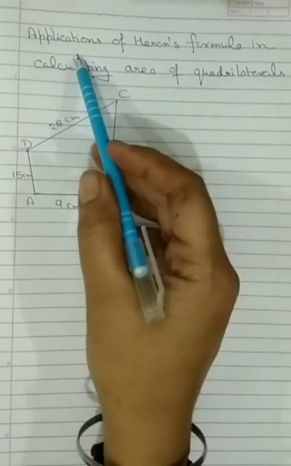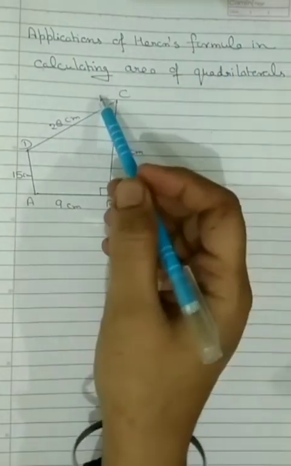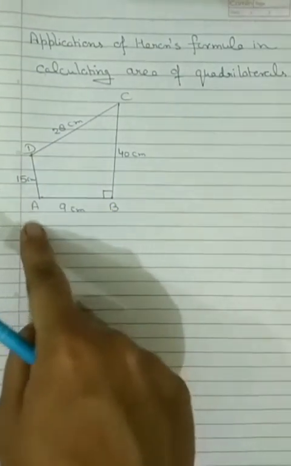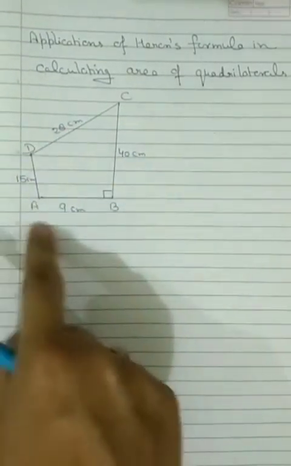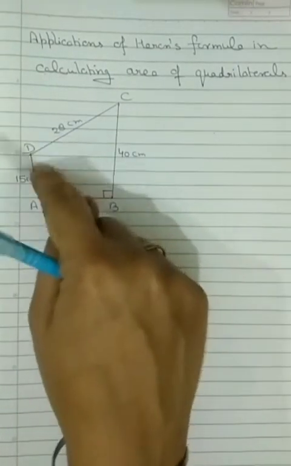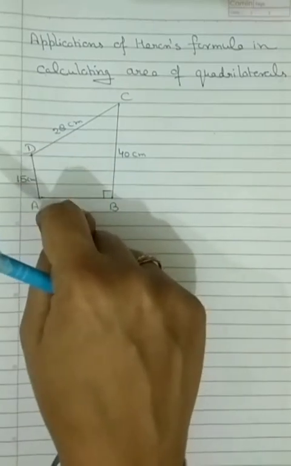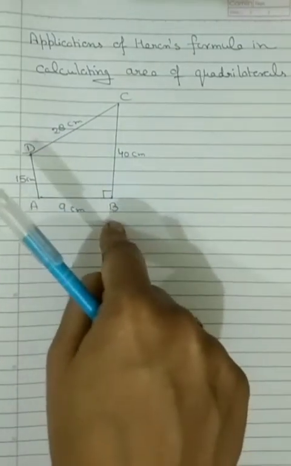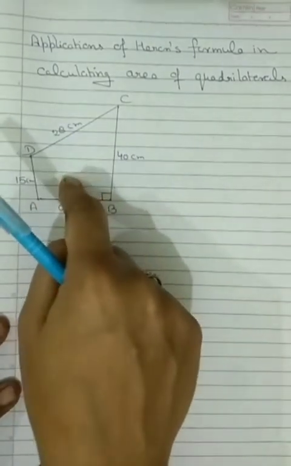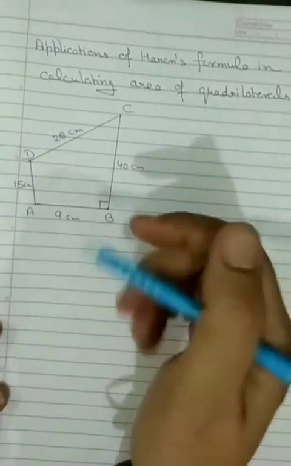Our today's topic is application of Heron's formula in calculating area of quadrilaterals. Here we can see a quadrilateral ABCD is given, in which AB is 9 cm, BC is 40 cm, CD is 28 cm and AD is 15 cm and angle B is 90 degrees. How can we calculate area of this quadrilateral by using Heron's formula?